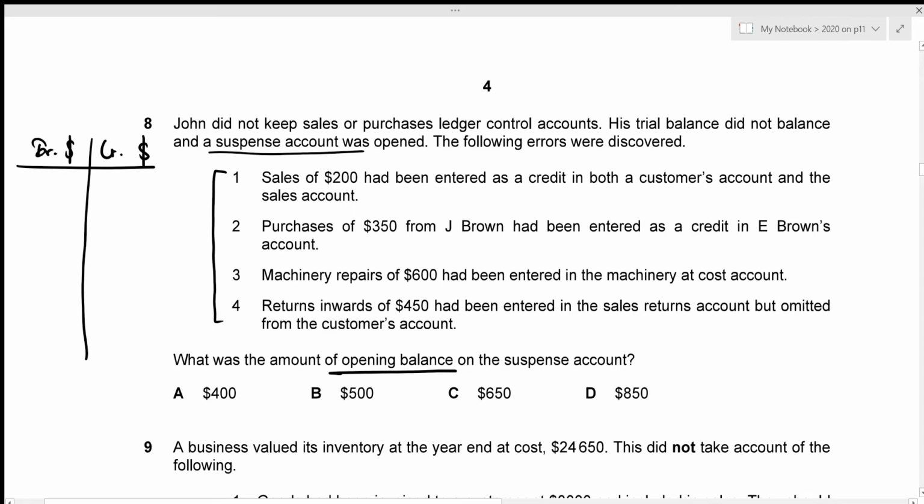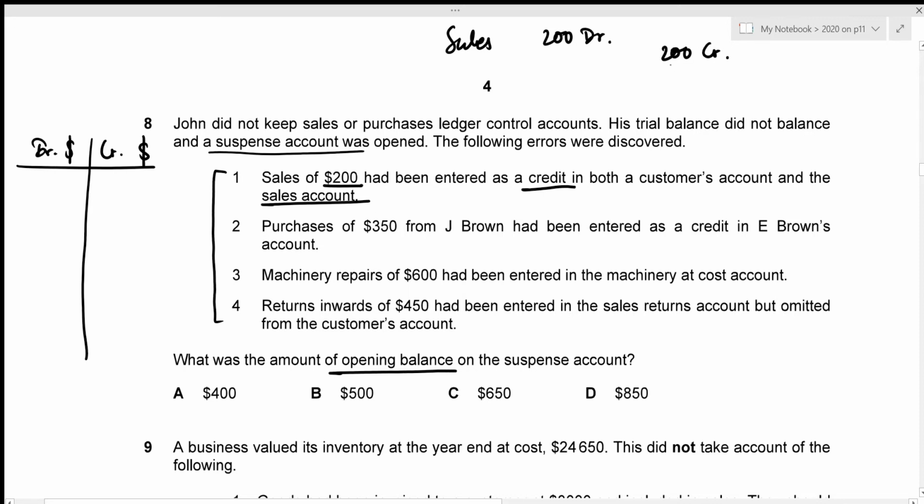Okay, for the first error, we have sales of 200, which had been entered as a credit in both a customer's account and the sales account. And remember that sales are always debited, right? So it should have been sales with the value 200 on the debit side, but accidentally it has been entered on a credit side. So that's going to be 200 credit side.